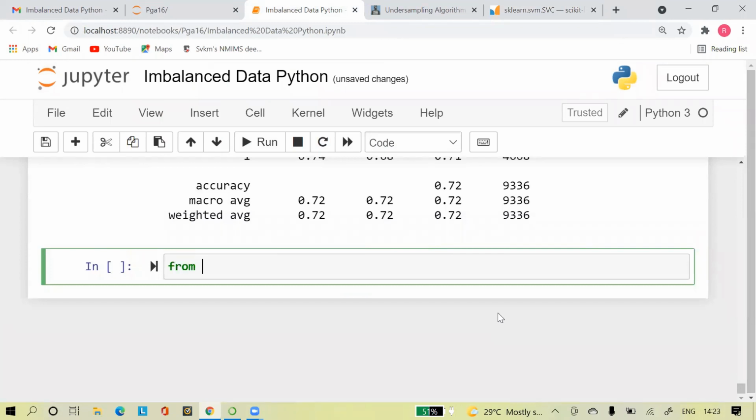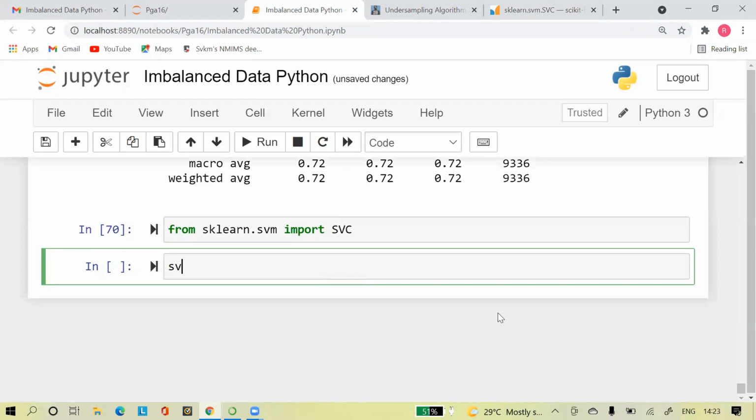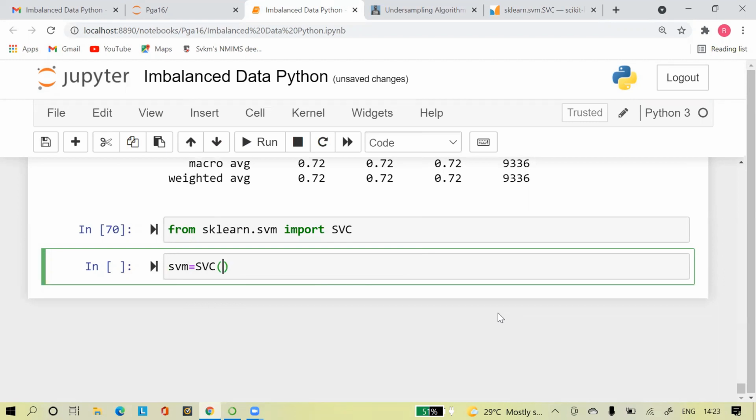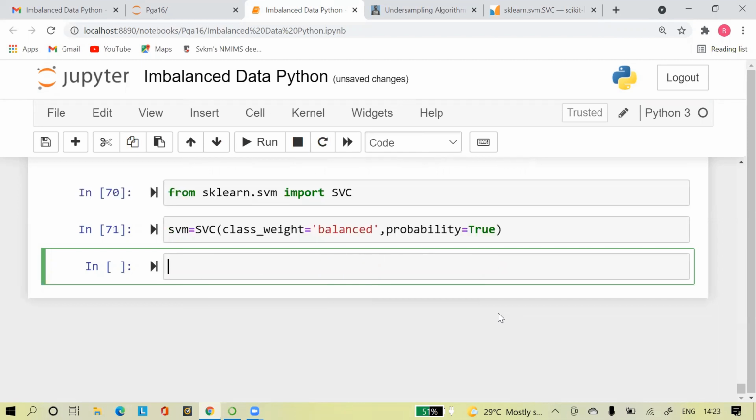So, from sklearn.svm import SVC. svm is equal to SVC with class_weight equal to balanced, probability equal to True. So svm_model equals svm.fit(X, y).